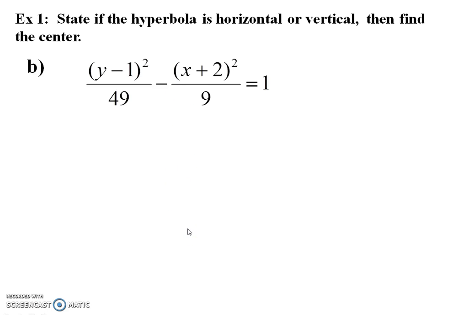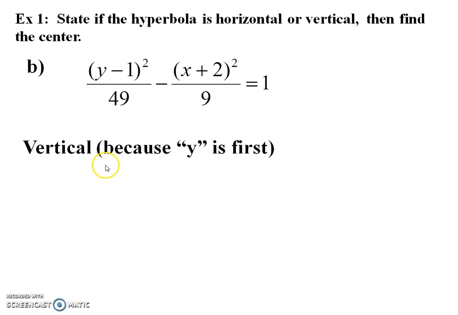So in this case, you should look at this and identify that y is first, so it's going to be a vertical hyperbola. The branches would open up and down. And again, I want to caution you to be careful identifying the center. Remember, anything with y is k, and it's talking about the y coordinate. Anything in parentheses with x is the h. It's referring to the x coordinate.